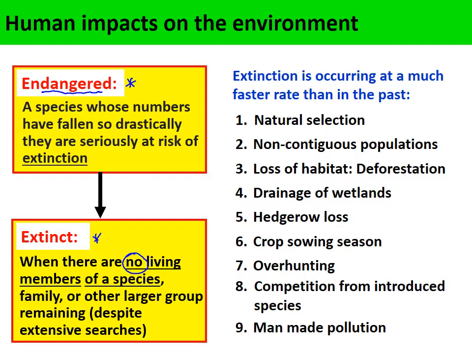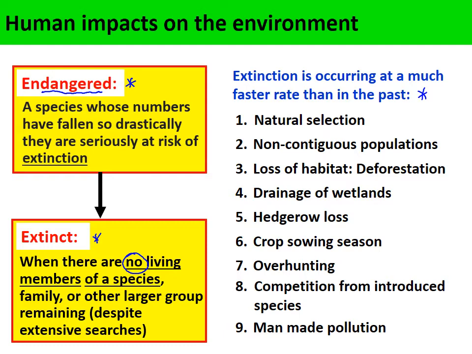Now, extinction is actually a natural consequence of existence. So different species do become extinct. It's just that the rate at which species are becoming extinct currently is higher than it's ever been. So why do species become extinct? Well, there's 9 main reasons.